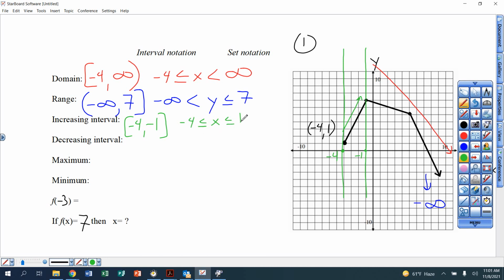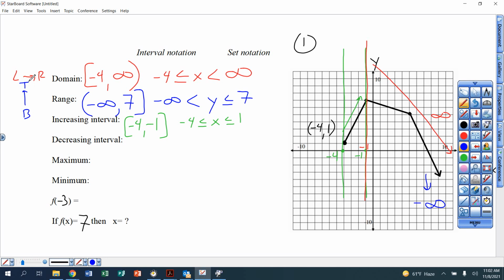Decrease interval looks like it shares that same border of -1 right there, but since it's going off to the right, it's going to be positive infinity. Again, people look at it going down, but intervals like domain are measured left to right, and anything going to the right, positive, anything going to the left, negative. Range is measured from the bottom to the top. So anything going up, positive infinity. Anything going down, negative infinity.